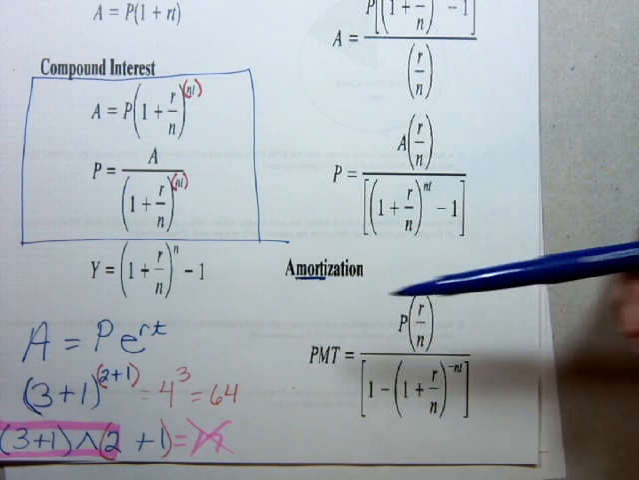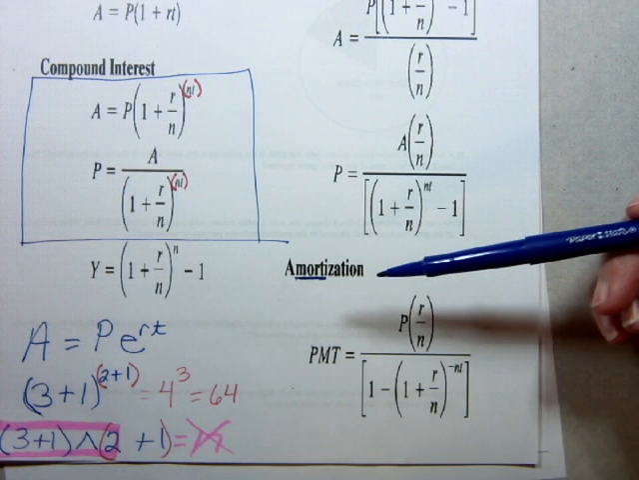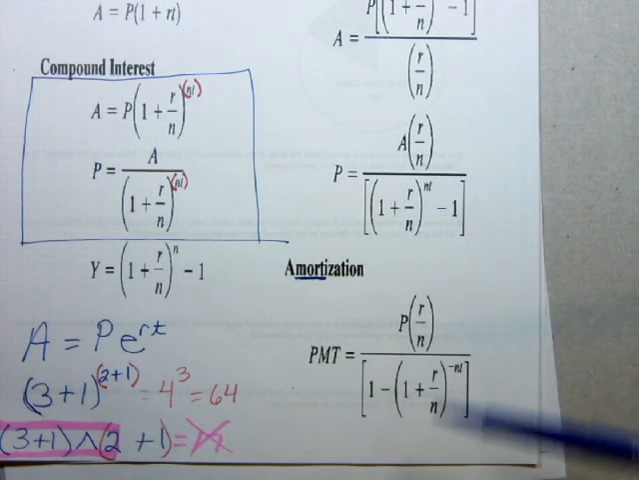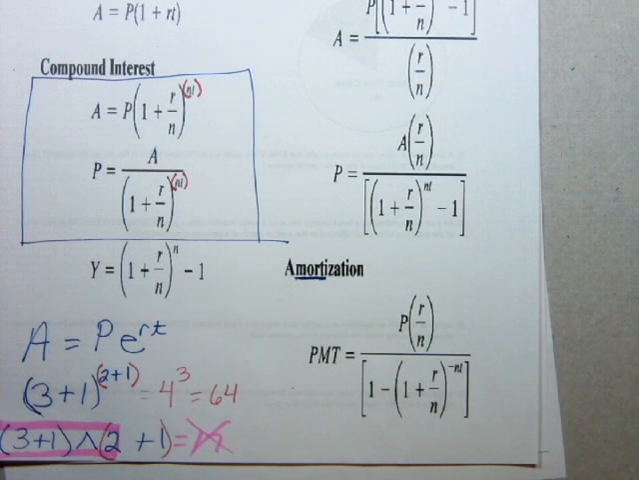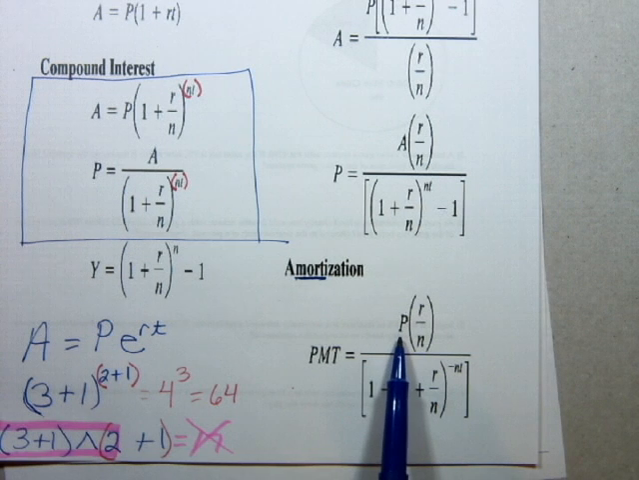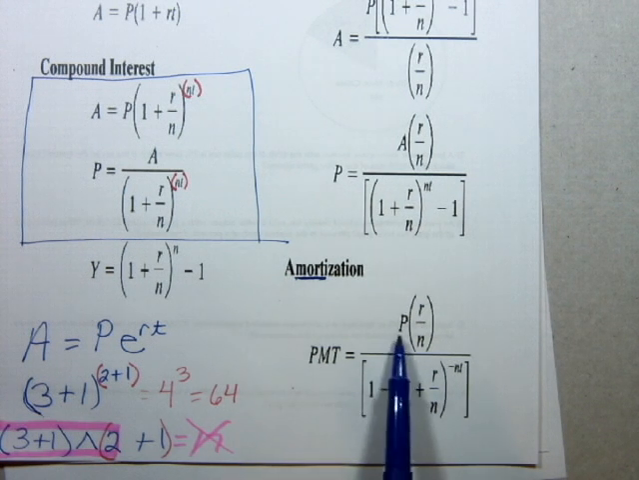You're going to use your amortization formula when you are paying off a debt. So if you're talking about paying off your credit cards, you need to use your amortization formula. If you owe $2,000 to the credit card and you're going to have to make payments to them over 2 years to pay it off, you would use this formula.